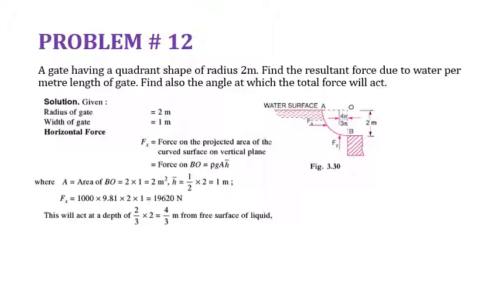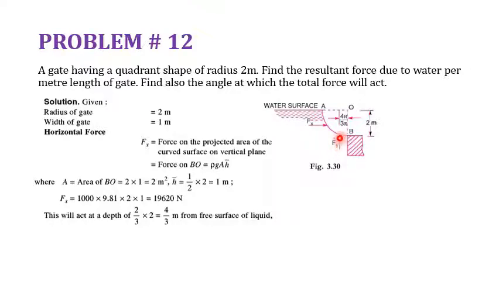Next numerical, a gate having a quadrant shape of radius 2 meter. Find the resultant force due to water per meter length of the gate. Also find the angle at which the total force will act. So in this case, this gate supports this volume of water. So basically we have to find out the force exerted by this water on the gate.